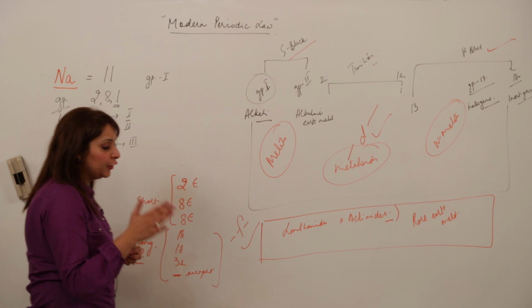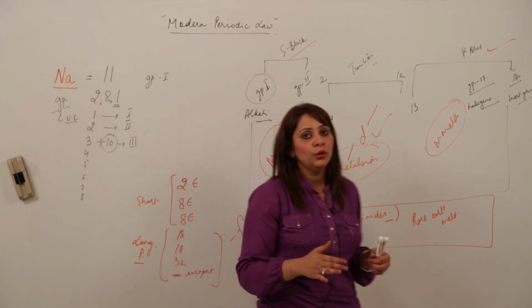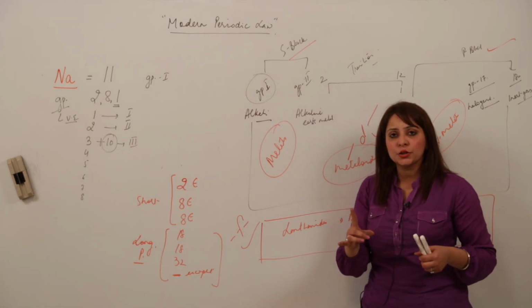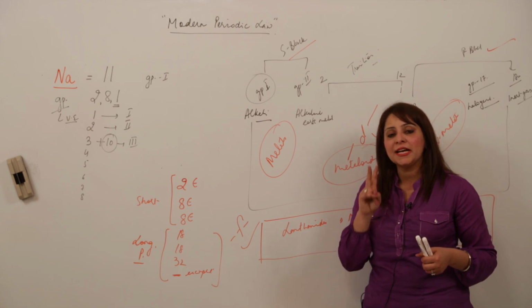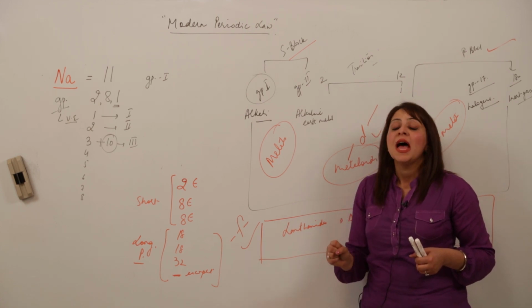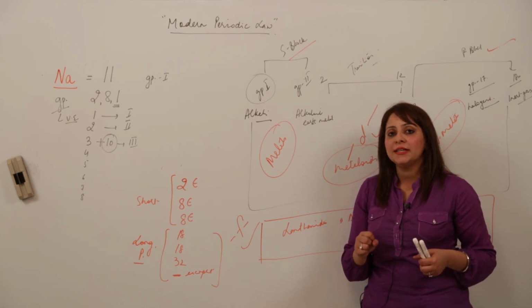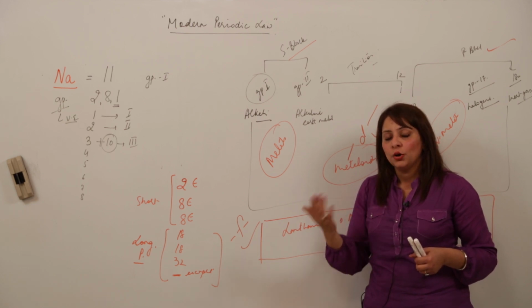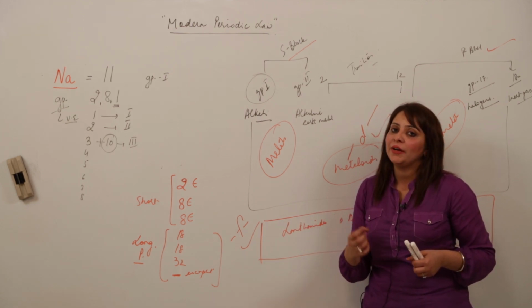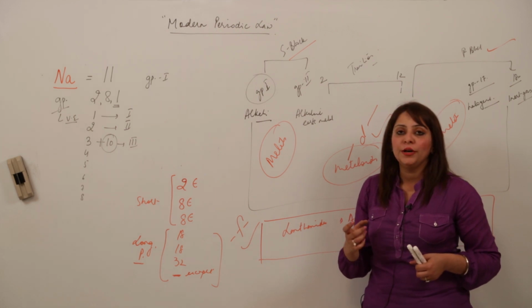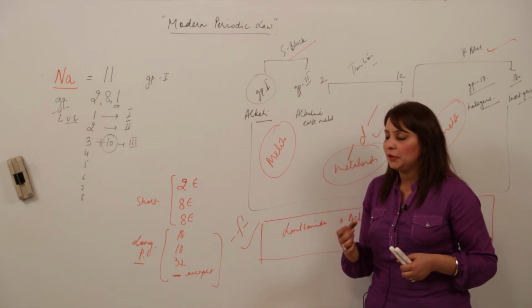So just for your level, you need to know that if an element has 1 electron, it belongs to group 1. If it has 2 electrons, it belongs to group 2. And if it has valence electrons more than 2, that is 3 onward, you have to just add 10 and write the group number. This is how you are going to tell the group number of the element.